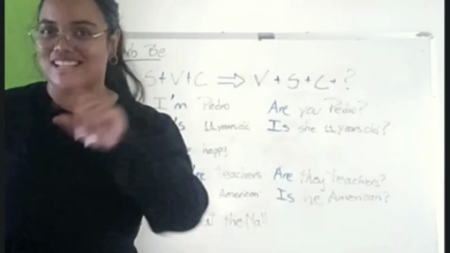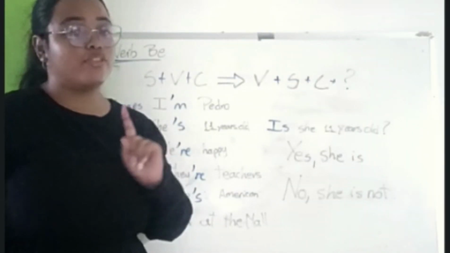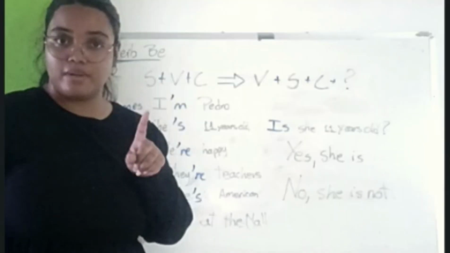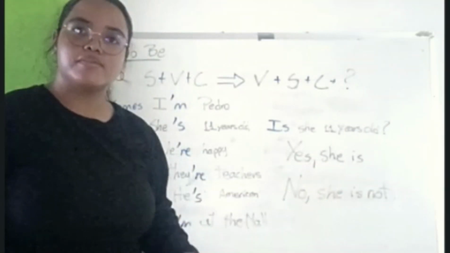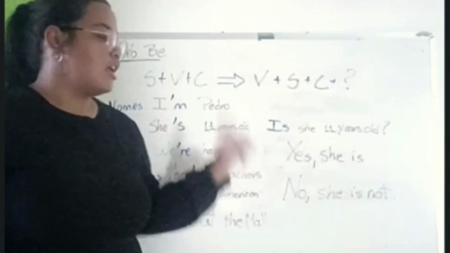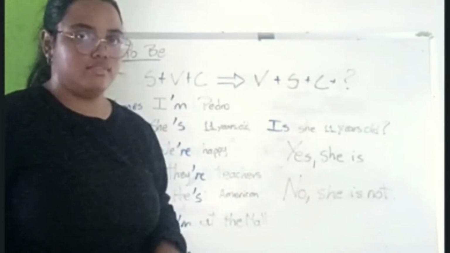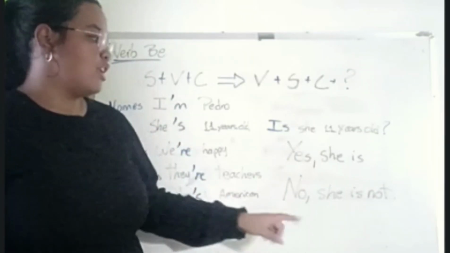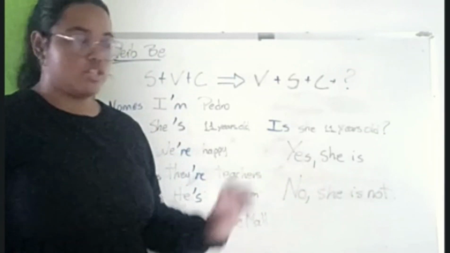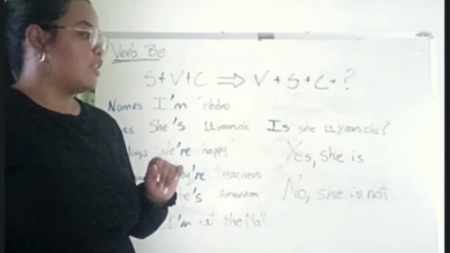So now, let's see the answers. Is she 11 years old? If the answer is affirmative, if it's positive, we say yes, she is, in a short answer. But if it's negative, we say no, she is not. Here is where the negative sentence enters the conversation. She is not. She is not 11 years old, to add in the complement.